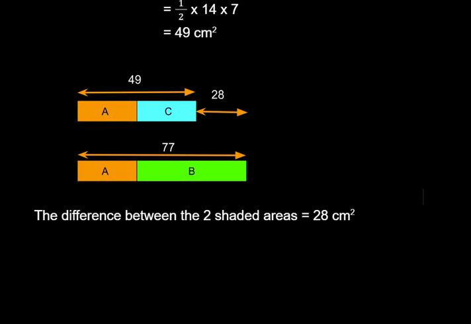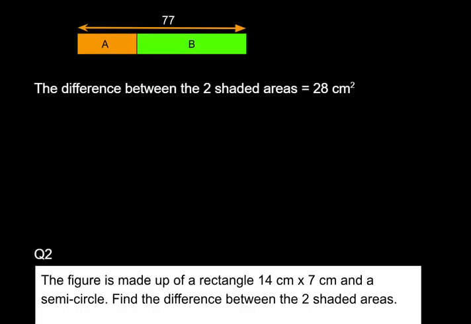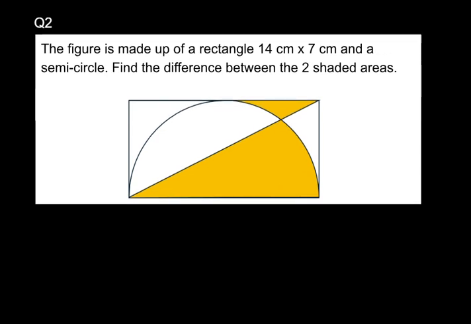Now I'm going towards the second example so that you have a clearer idea of how to use it again. Same thing, the figure is made up of a rectangle 14 by 7 and a semicircle. Now find the difference between the two shaded areas. Now you realize the area has changed. Just now it was these two sides. Now it has become like that. So how do we solve such a problem?